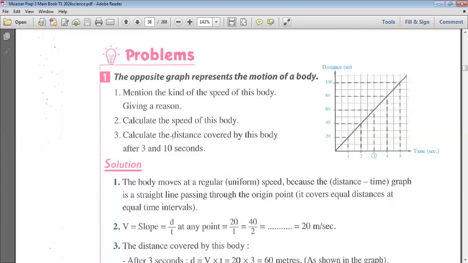Number three, calculate the distance covered by this body after 3 seconds and 10 seconds. For 3 seconds, I can get it directly from the graph. I look at the time axis: 1 second, 2 seconds, here is 3 seconds. What was the distance? The distance equals 60 meters. So after 3 seconds the distance is 60 meters, as shown in the graph.